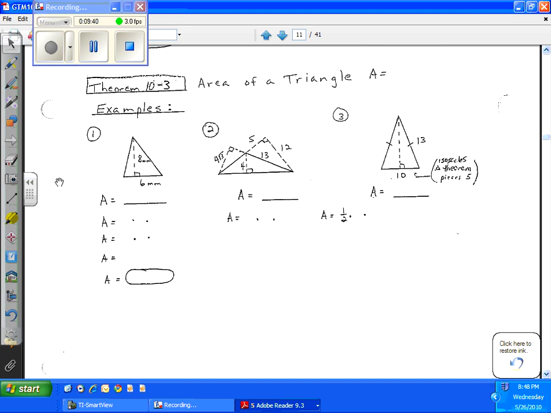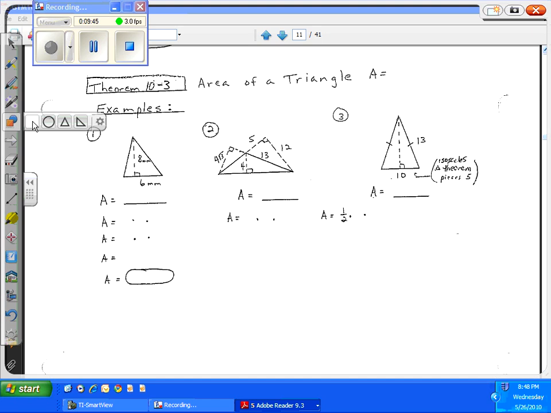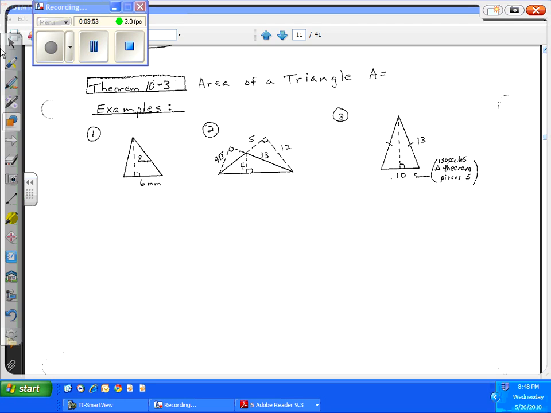Okay, that was parallelogram. Now we're going to have some triangles. We're finding area only. On number 1, we're just leaving the unit, no conversions. The formula for area of a triangle is 1/2 base times height.